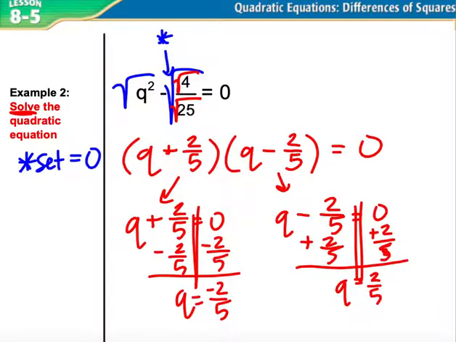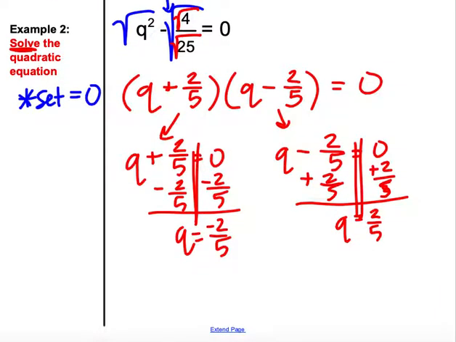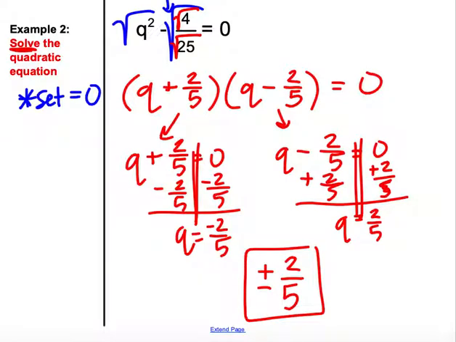2/5. You might see in my answer key that I write this answer kind of smushed together since it's the same answer, both the positive and the negative. So you might see my answer key look something like this, the positive and negative 2/5. So just a heads up there if you see that in the answer key. But you could also just give me both answers individually. Both mean the same thing.